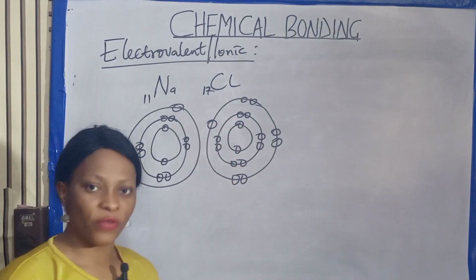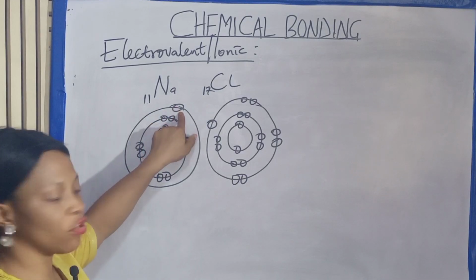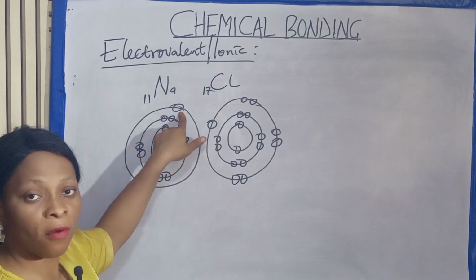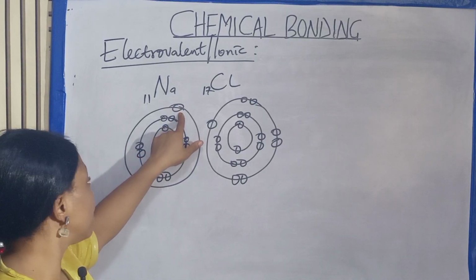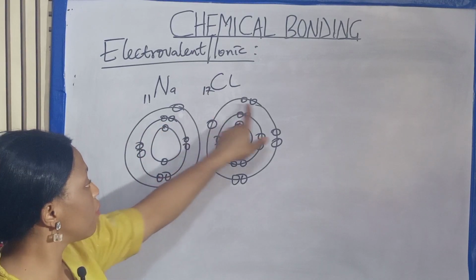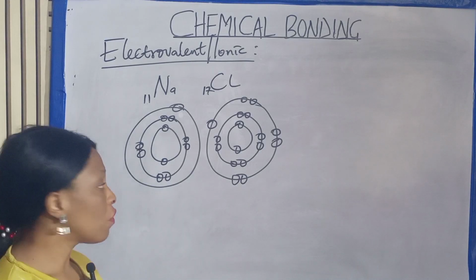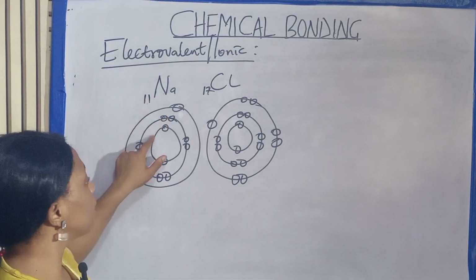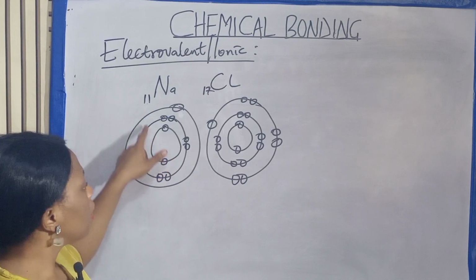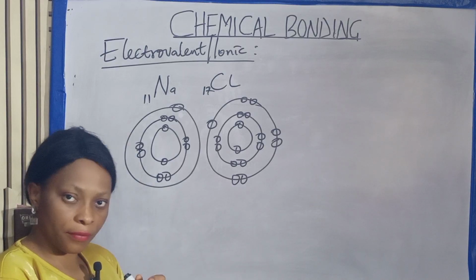Now watch what is going to happen. Sodium has 1 electron in the outermost shell. It will be easier for sodium to give out this 1 electron than it will be for chlorine to give out its 7 electrons. True or false? True. So, in order for sodium to be stable, it will easily give out this 1 electron and become an ion.